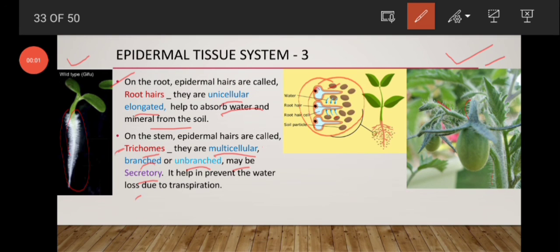So this is all about the epidermal tissue system, and this is for today. We will discuss the other two tissue systems in the next video.